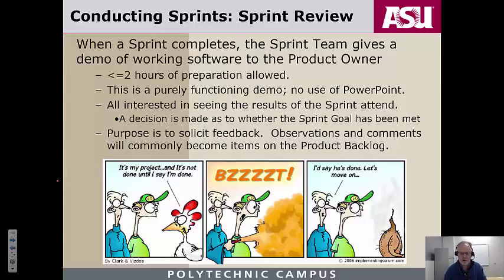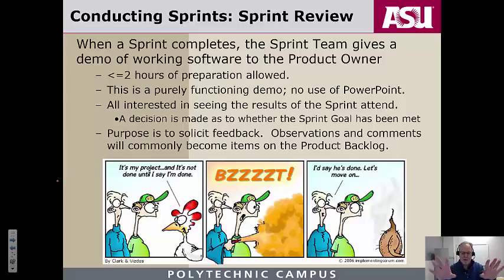All right, so everyone interested in the results, in seeing the sprint, can attend. I know in a particular company here in town, Infusion Software, they would pretty much have the whole company come to these things, or anyone in the company was welcome to. When you conduct the review, a shared decision between you, being the pigs, and the product owner, a shared decision or agreement is made as to whether or not the sprint goal has been met.